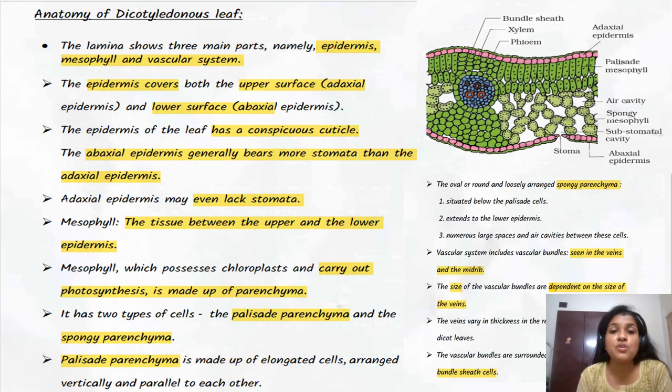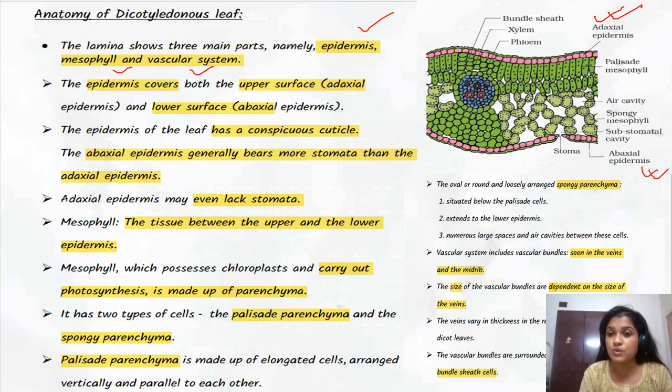Now we will be coming to the dicotyledonous leaf. Again, the main parts are epidermis, mesophyll and vascular system. Mesophyll is also again divided into two parts that we will be coming to later. Okay, so this is the epidermis. Epidermis is of two types here. Adaxial means that which is present at the top of the leaf. Adaxial is top of the leaf and abaxial is below the leaf. Okay, abaxial is below the leaf.